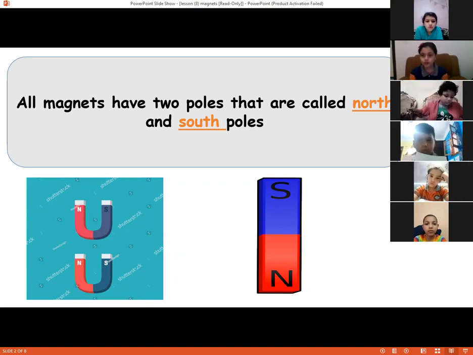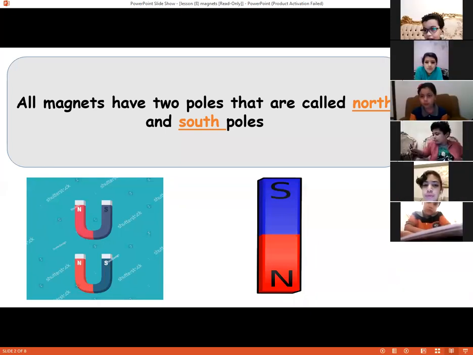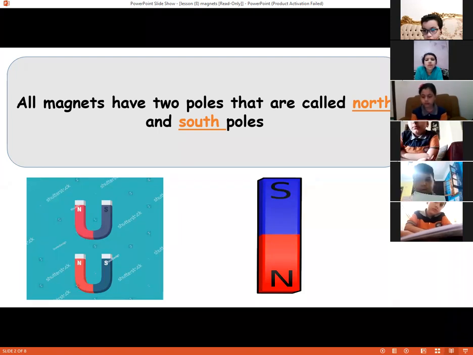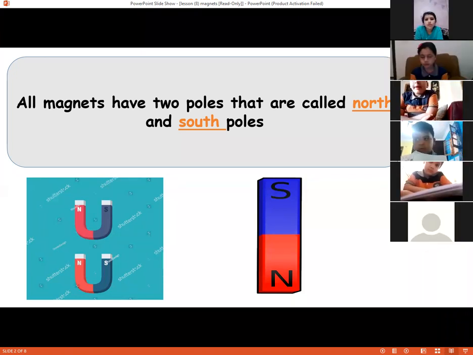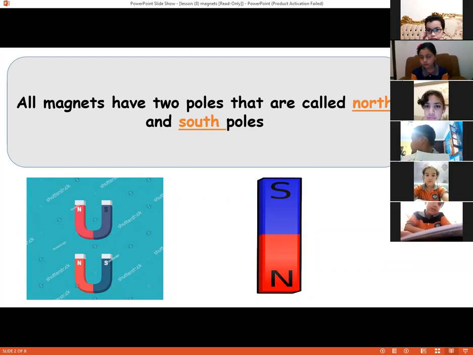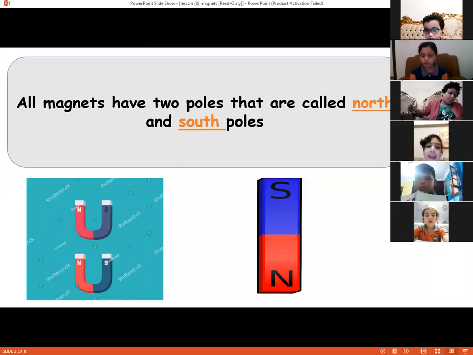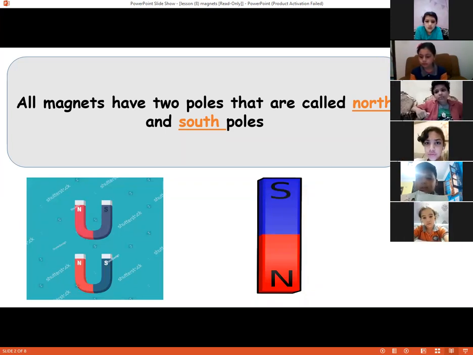So any magnet has how many poles? Two poles. Super. How many poles in the magnet? Two poles. Any magnet has two poles. But what are they? North pole and south pole.